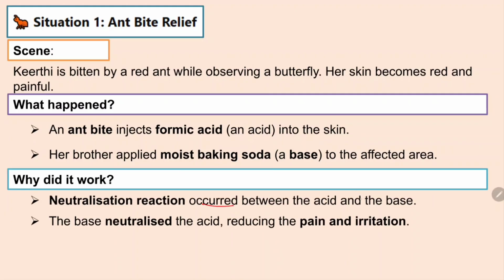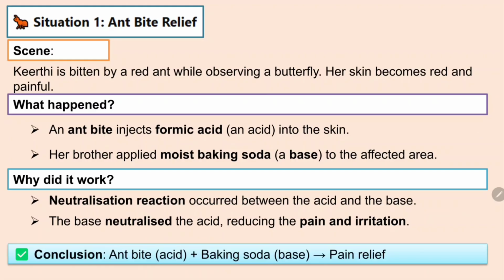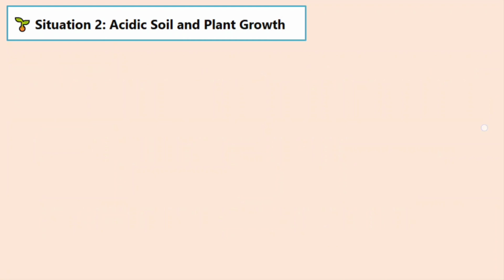A neutralization reaction occurred between the acid and the base, which neutralized the acid, reducing the pain and irritation. And the conclusion: ant bite, that is acid, plus baking soda, that is base, is equal to what? What does it imply? Pain relief, isn't it? There is a relief from the pain.